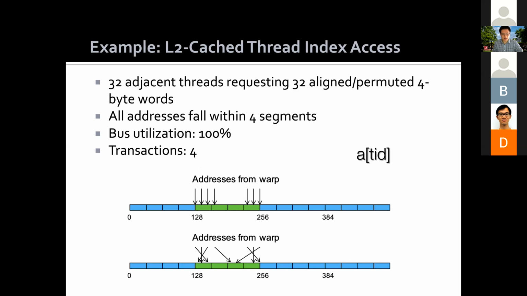Am I right? So even if this is very random, maybe this thread reads this, this thread reads that, it's okay because all the data is still used 100%, right? So that means your read is memory coalescing. The bus utilization is 100%.